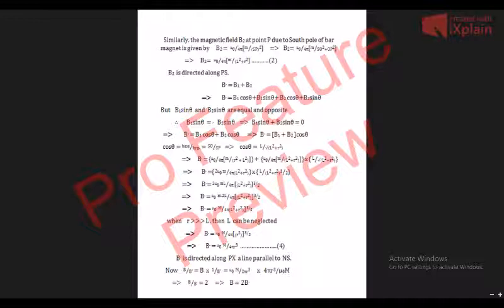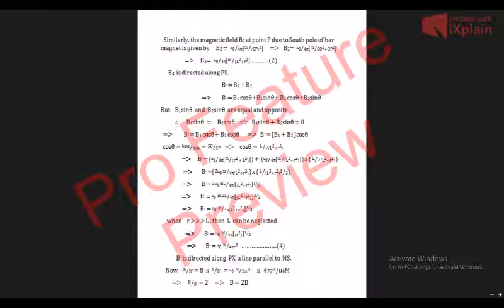One is along the horizontal component and the other along the vertical component. So B dash, I write it as B dash, because B is the net magnetic field on the axial line of the dipole, and B dash is the net magnetic field on the equatorial line. Remember that B dash is on the equatorial line, whereas B is on the axial line.